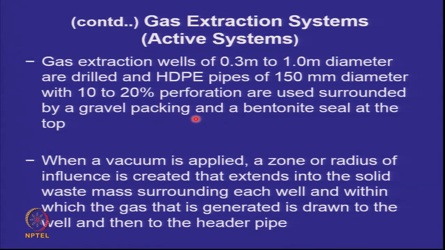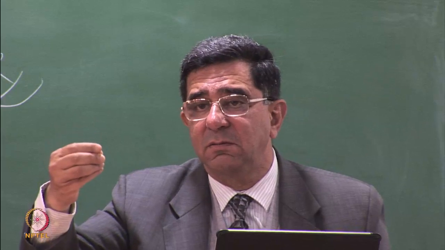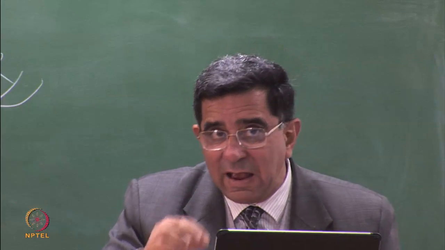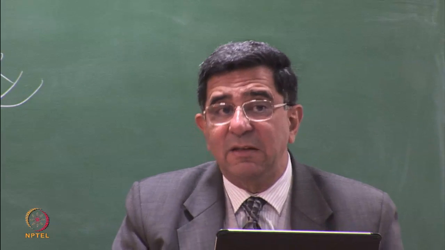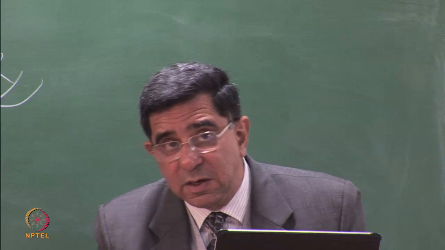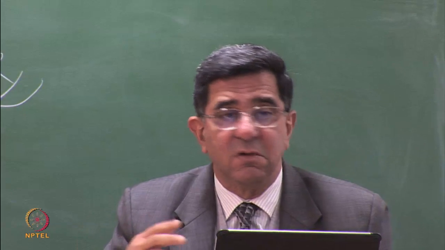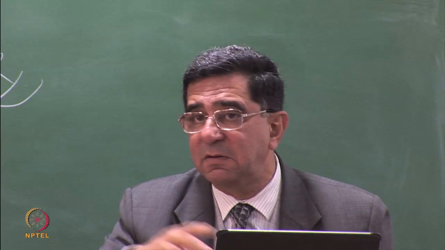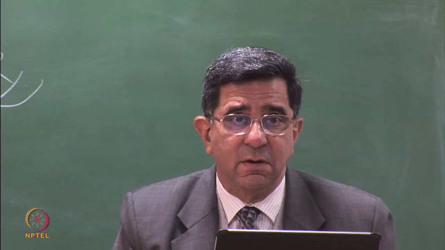When a vacuum is applied, just like you have a zone of influence in a groundwater well extraction, you remember? It will be a circular radius of influence. Exactly like that, there will be a radius of influence of each well. And that's why the spacing typically varies between 35 to 75 meters. 50 meters is very often adopted as the spacing between wells. That means the radius of influence is 25 meters.